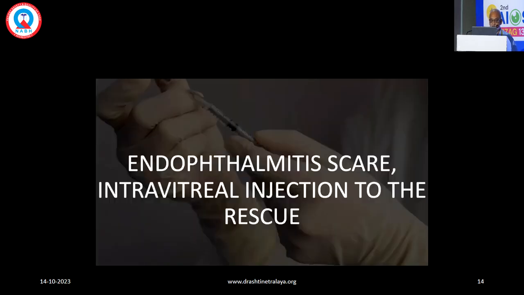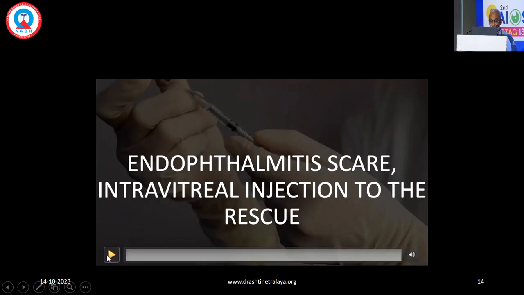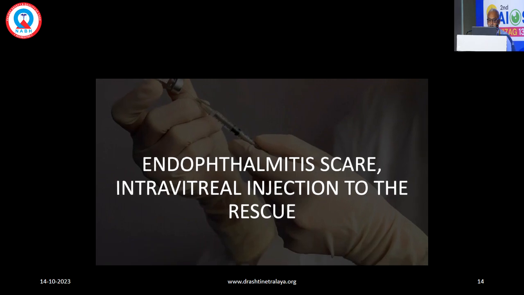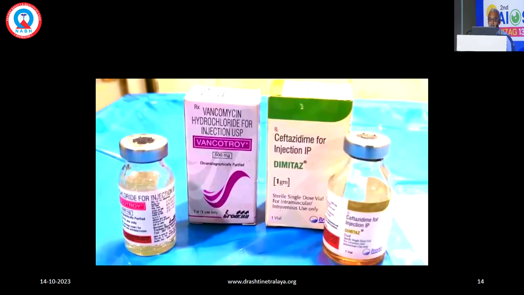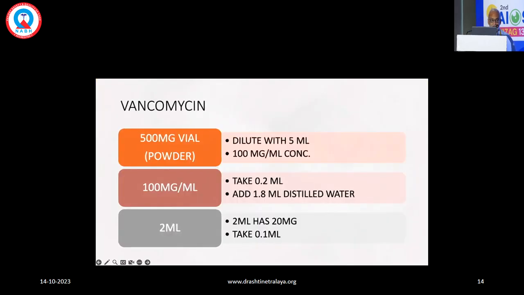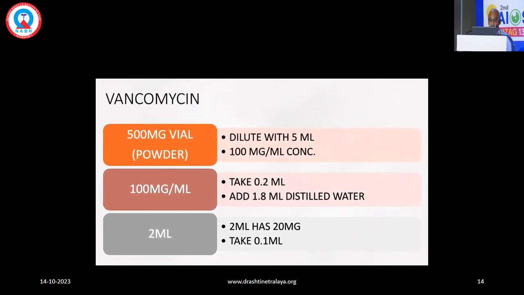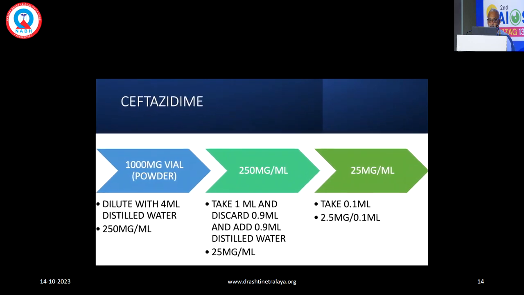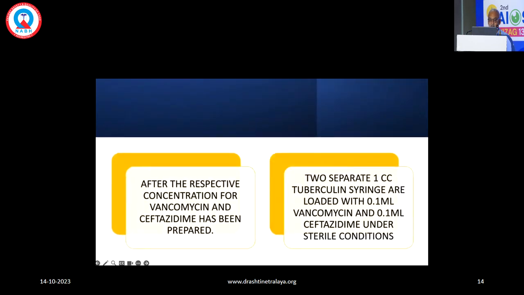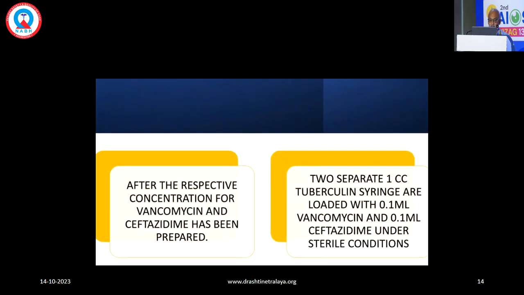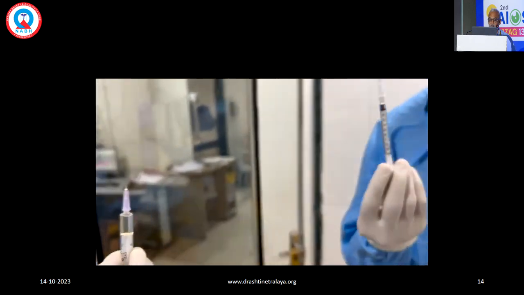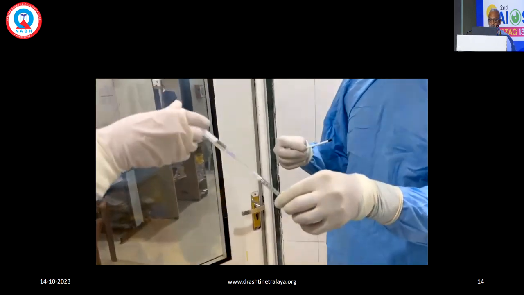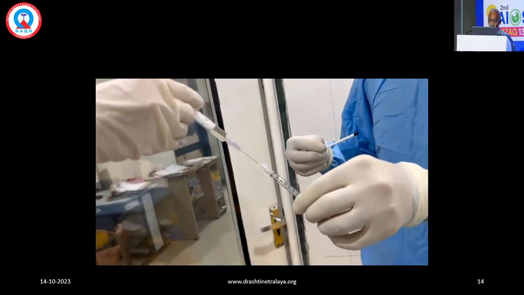This is a small video about the procedure. Two separate syringes are prepared.